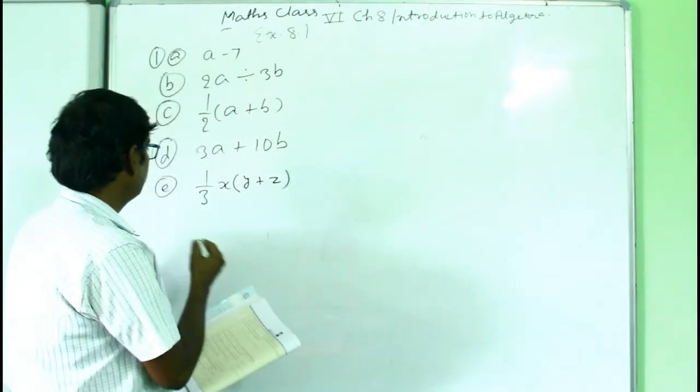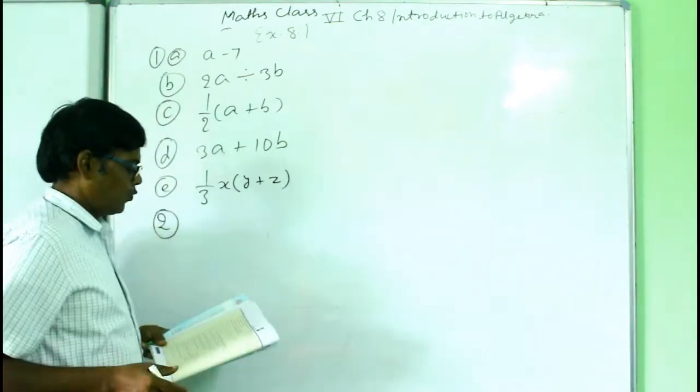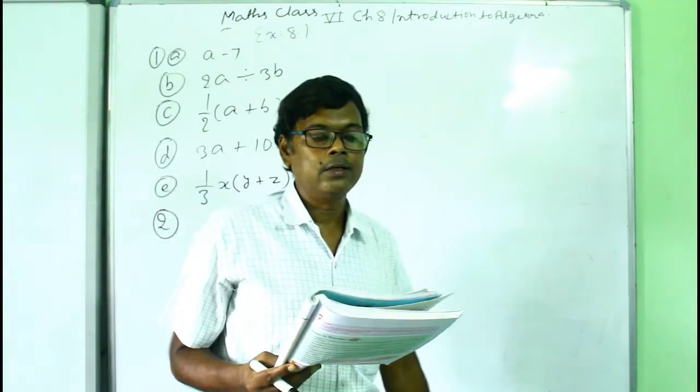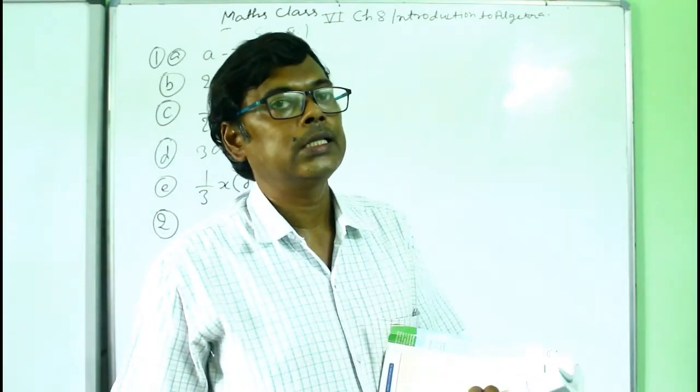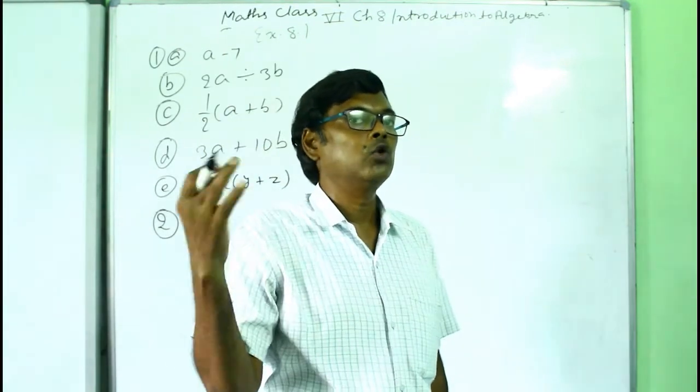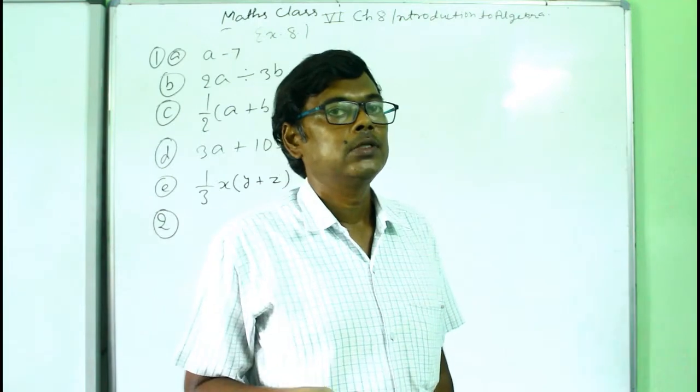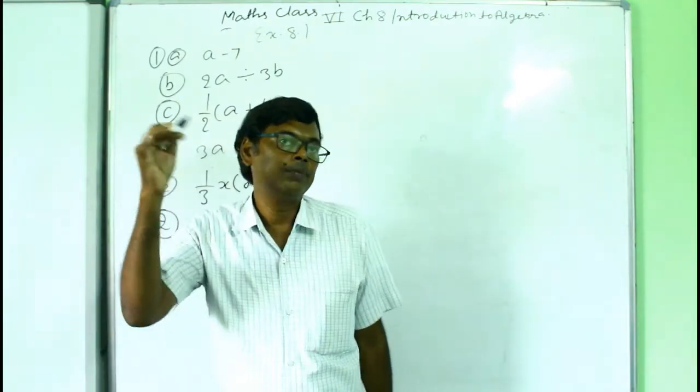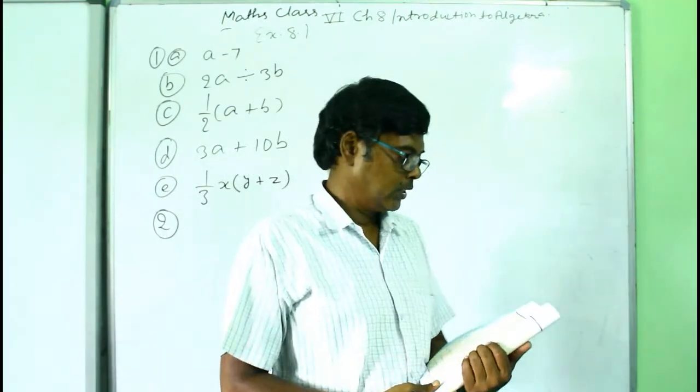Now question number 2. Question number 2 is write each of the following in exponential form. बता दें exponential form क्या होता है ना? जिसको लंबा था, मतलब like if you want to multiply 5 11 times, तो क्या लिखेंगे? 5 to the power 11. That is the exponential form.